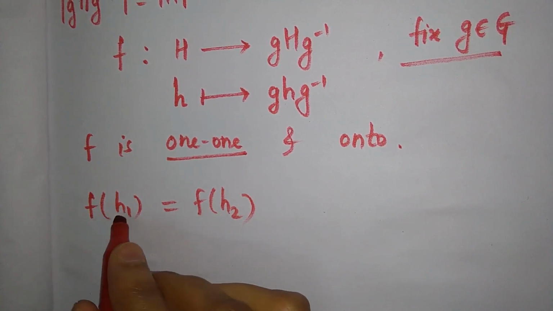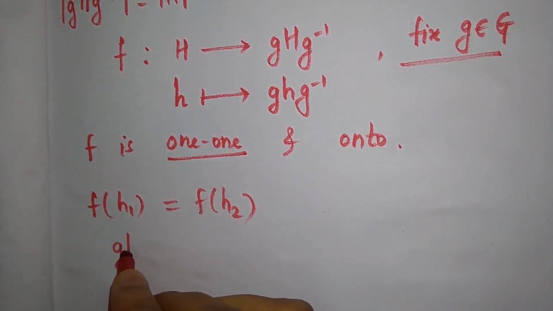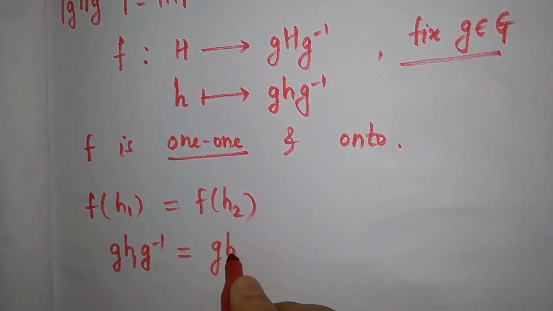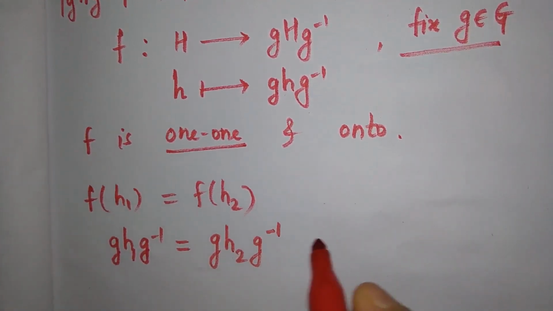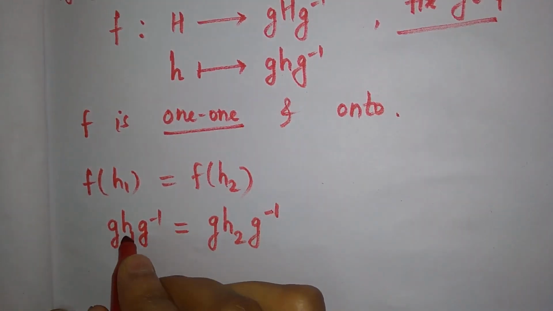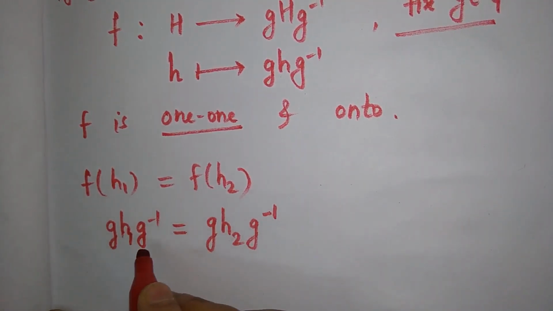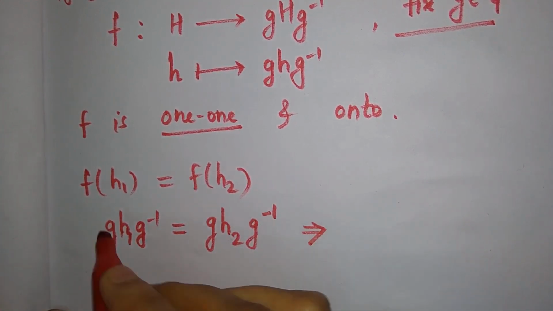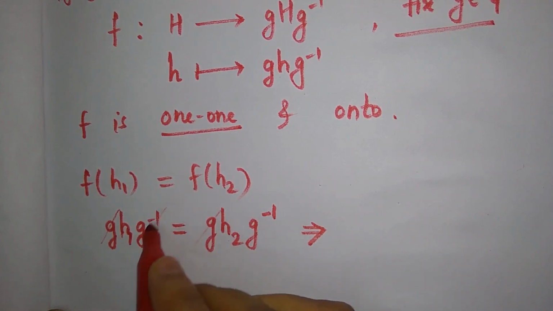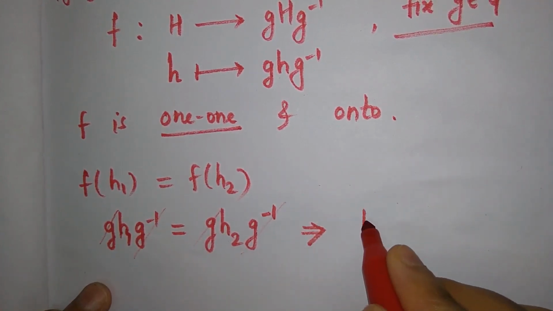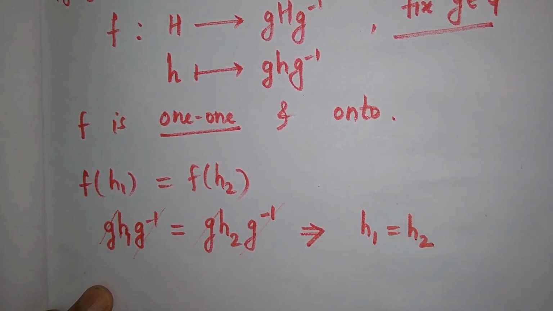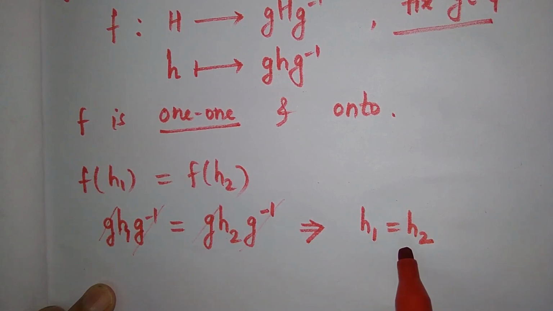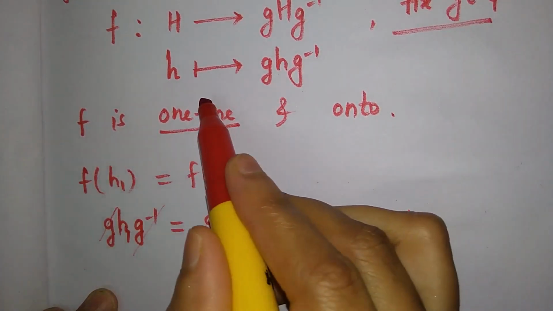So what is f of h1? It is just g h1 g inverse, and f of h2 is g h2 g inverse by the definition of f. Now we know that these elements are in a group, so we can use the cancellation property, and hence this g will get cancelled and g inverse will get cancelled with this, and we will get h1 is equal to h2. Hence f of h1 is equal to f of h2 gives us h1 is equal to h2. That means this f is 1-1.